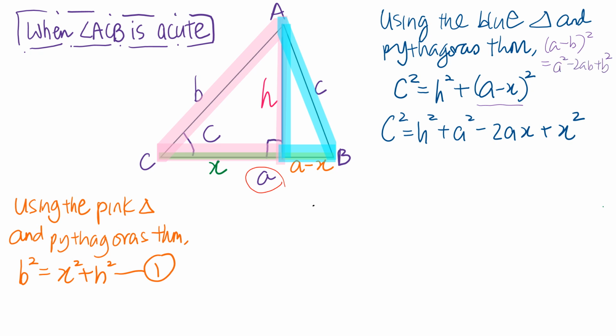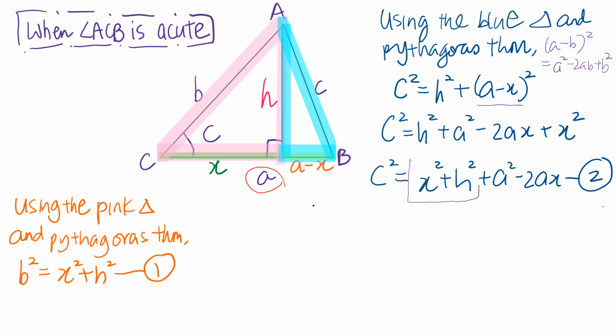All right. And what do you think is the next step? Yes, we're going to simplify it. You're just going to group your x squared and h squared, a squared together, and minus 2ax, equation 2. Right, and then you'll be able to see that this one here, right? Can you see a connection there?